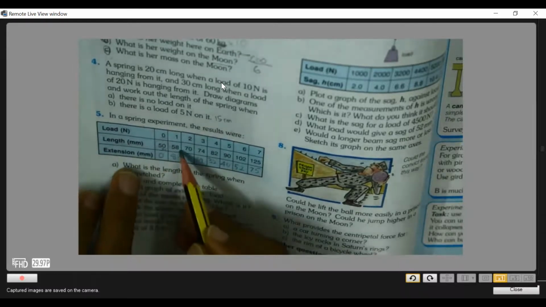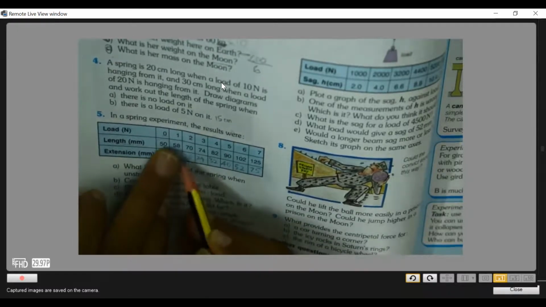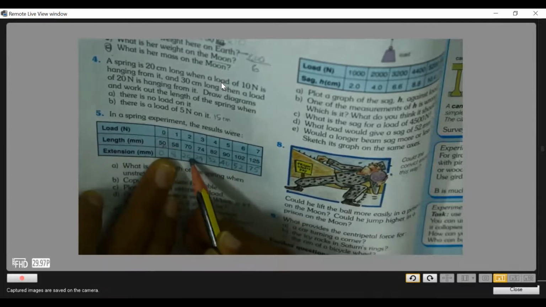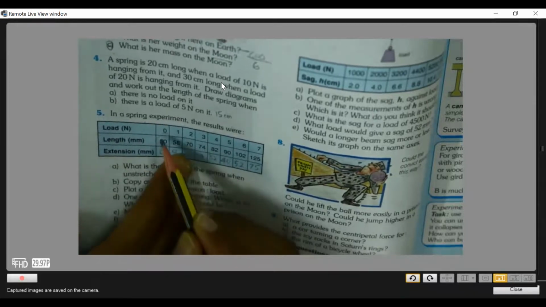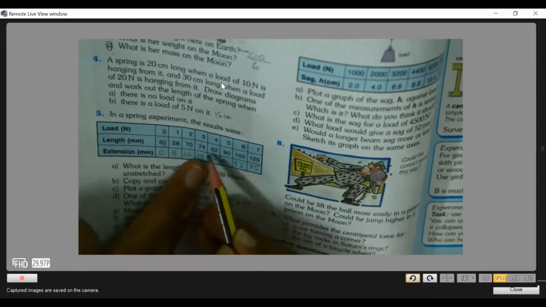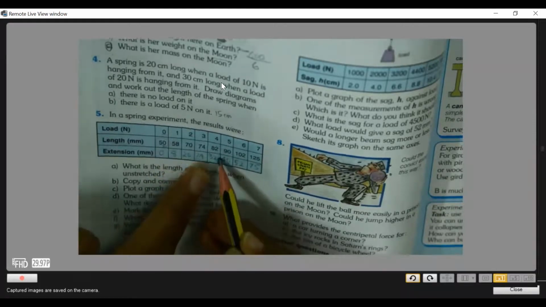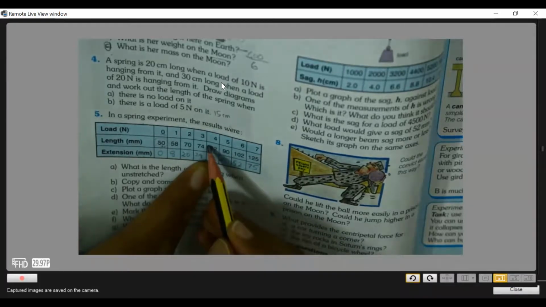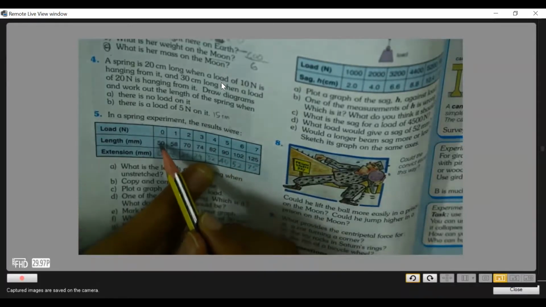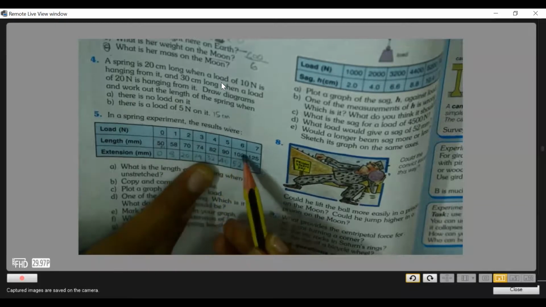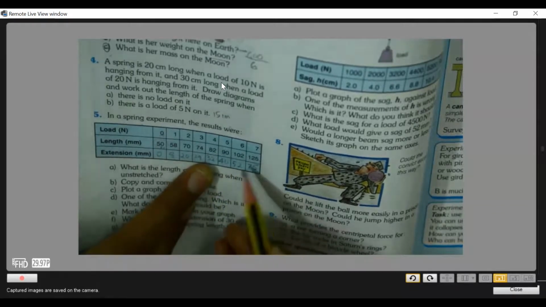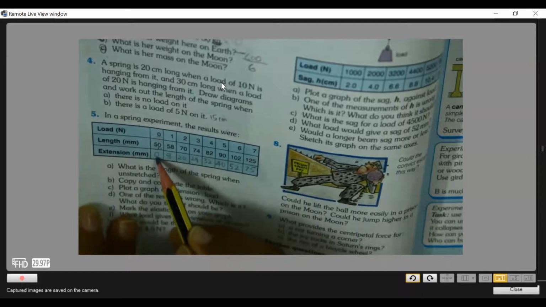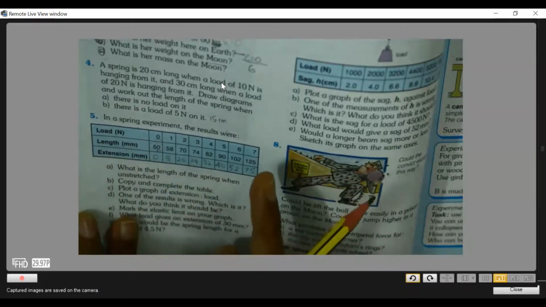Okay, so 58 minus 50 is 8. 70 minus 50 is 20. 74 minus 50 is 24. 82 minus 50 is 32. 90 minus 50, and so on and so forth. So you subtract the original length from all these lengths, and then you write down your difference here. That will be the extension. Did you guys understand that?